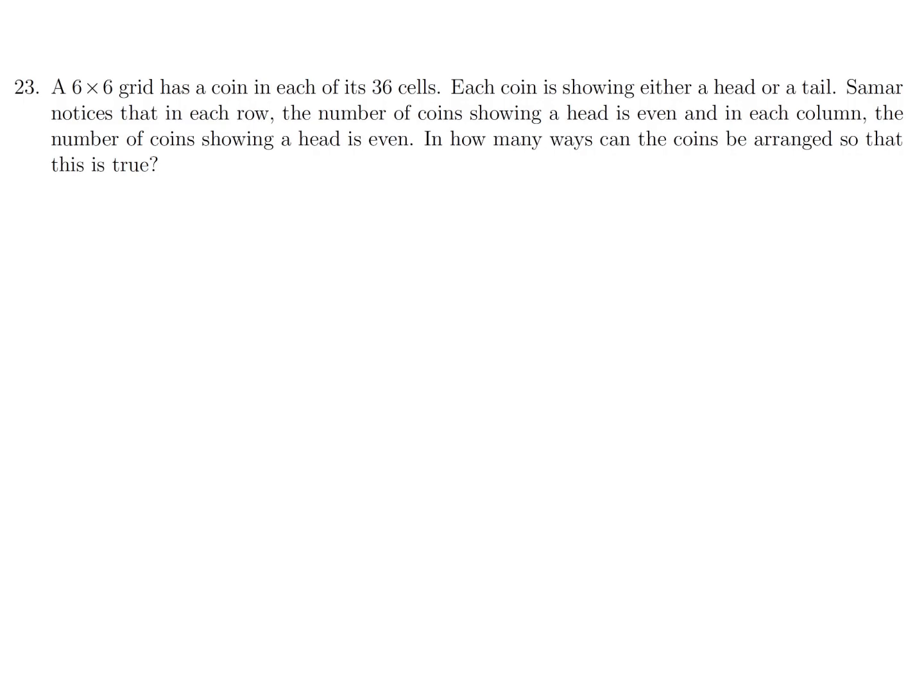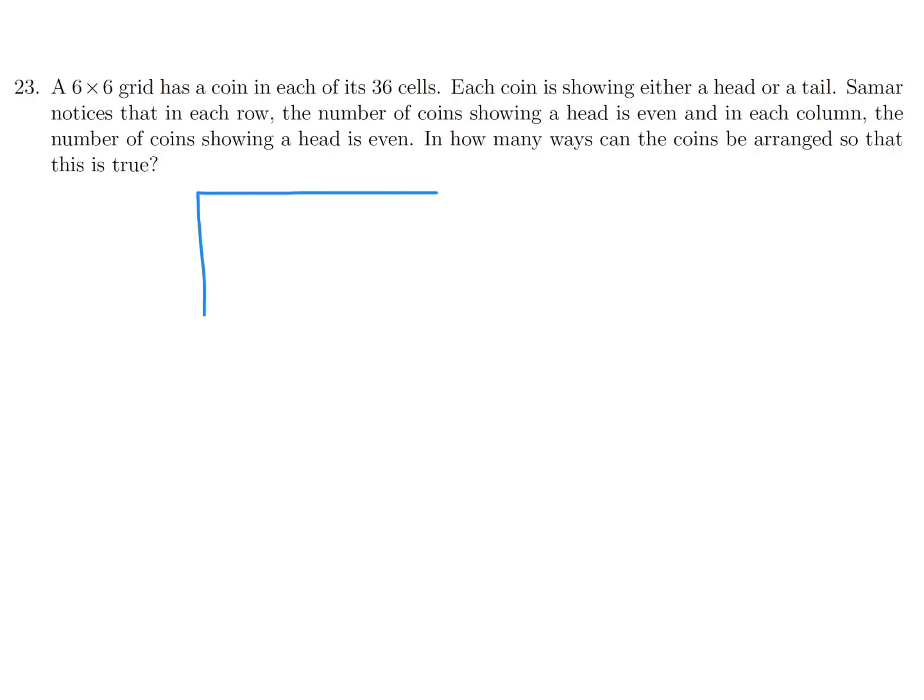A 6x6 grid has a coin in each of its 36 cells. Each coin is showing either a head or a tail. Samar notices that in each row, the number of coins showing a head is even, and in each column, the number of coins showing a head is even. In how many ways can the coins be arranged so that this is true?